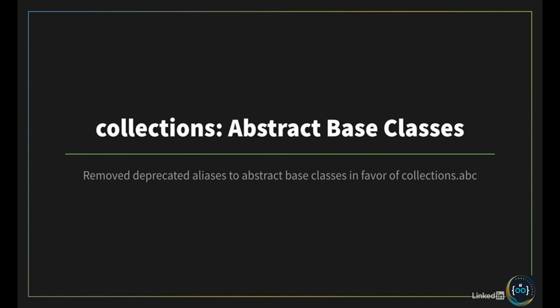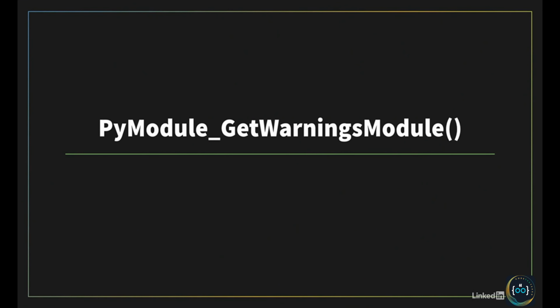From Python 3.9, collections abstract base classes have been moved to the collections.abc module. This module has also been removed, as it was unnecessary because the warnings module has been converted to a built-in.